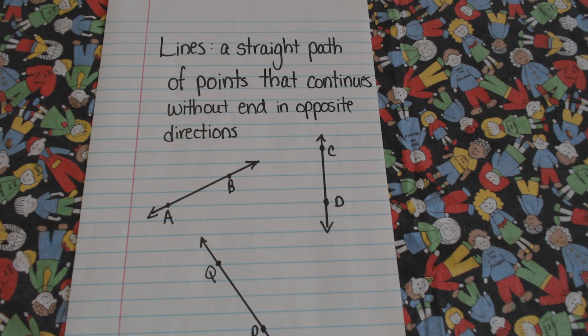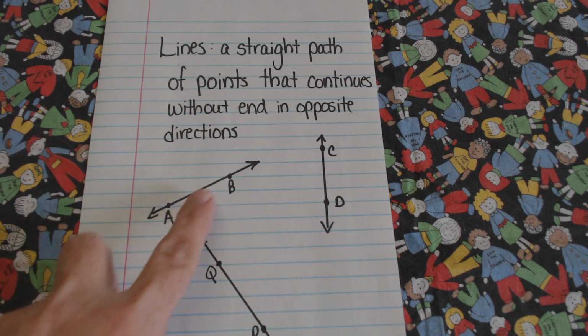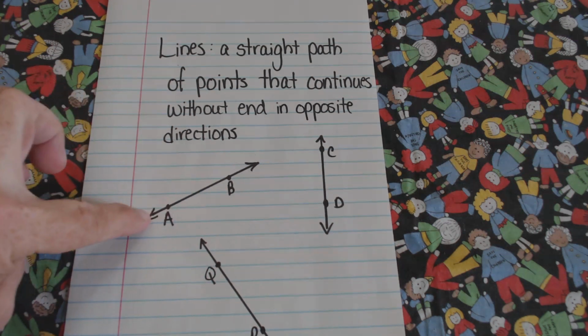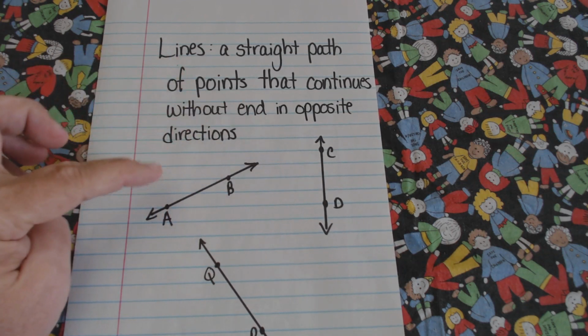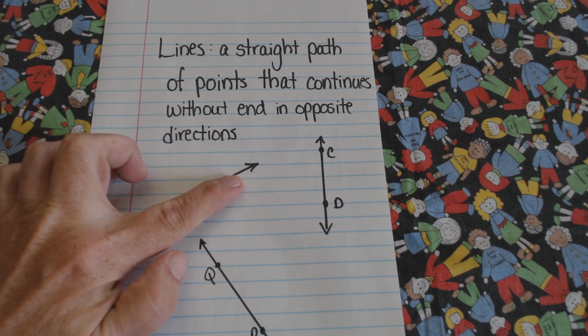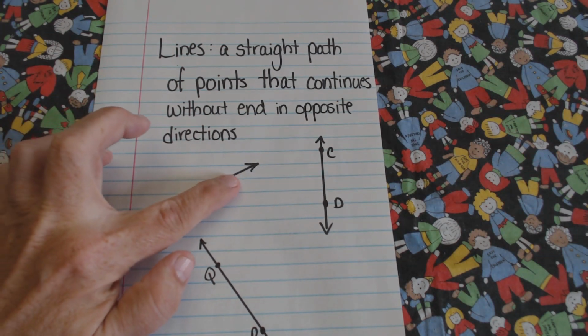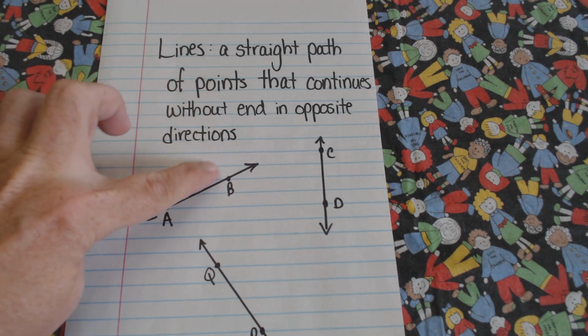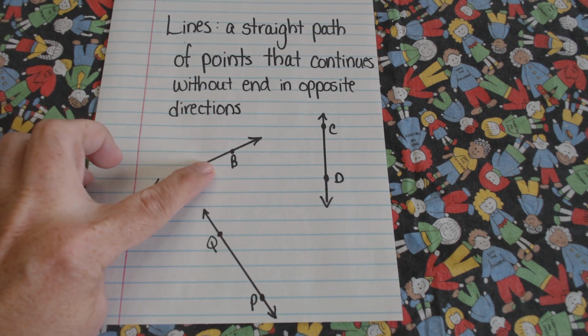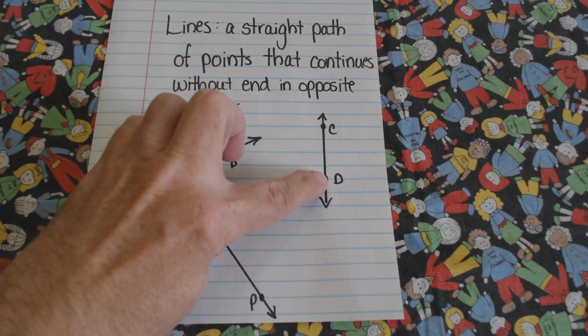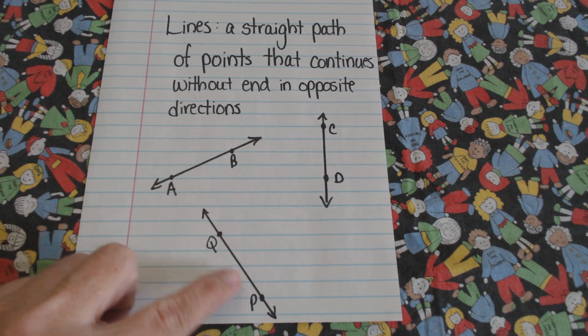Lines are a straight path of points that continues without end in opposite directions. So usually we think of point A and point B, and notice how the line continues in opposite directions. So it goes this way and it goes that way. The arrows that we draw at the end of these segments indicate that they will go on forever in a straight line. Okay, so this is line AB. Over here we have line CD. Here we have line QP.